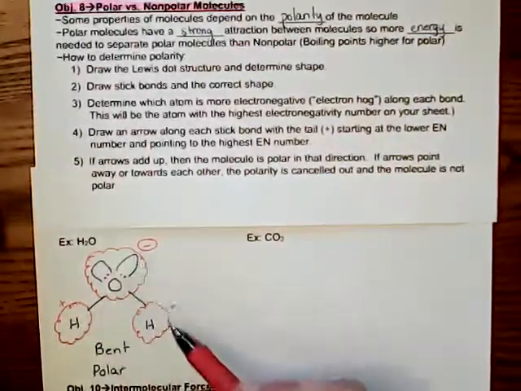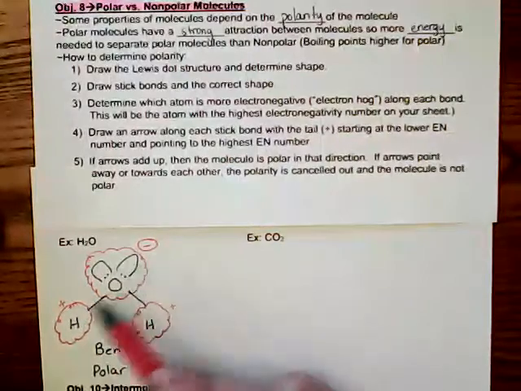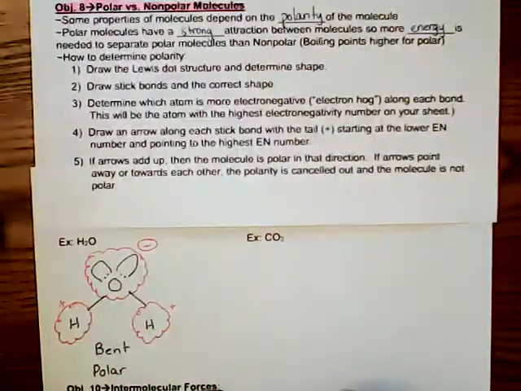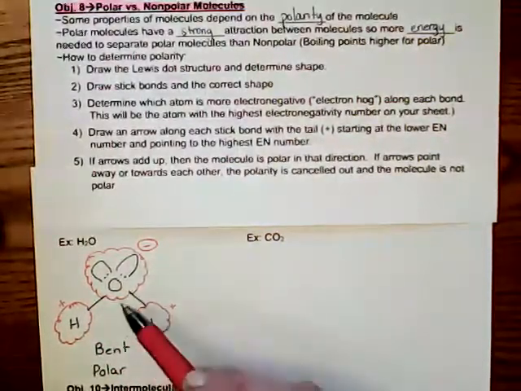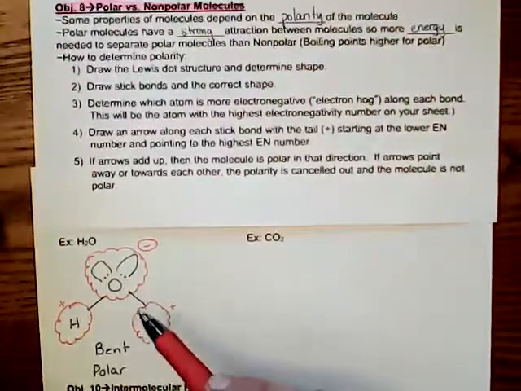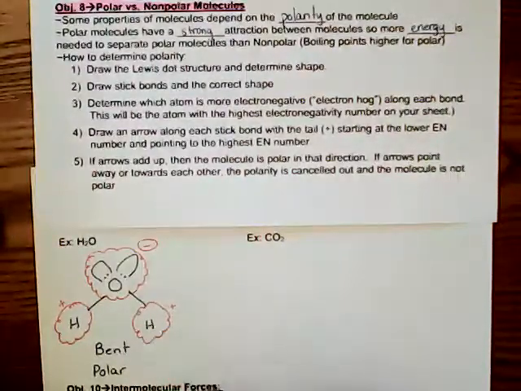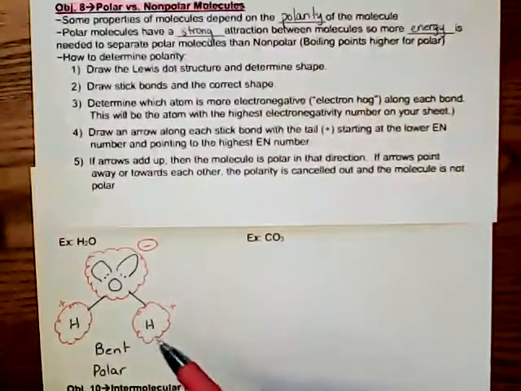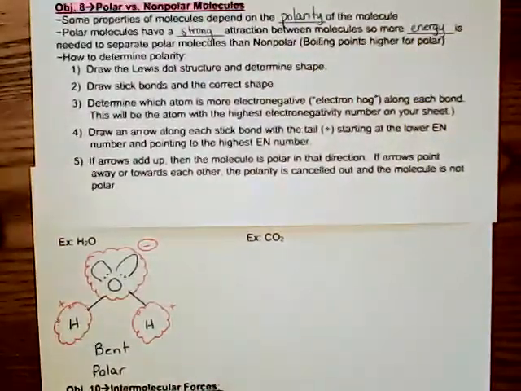It has positive and negative charges. I should say partial negative, partial positive. This is a polar molecule. Water is very strong, has a very high melting point, very high boiling point, has surface tension, a lot of things determined by the polarity of water.